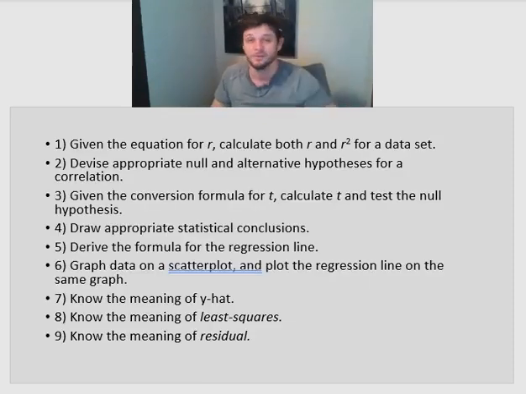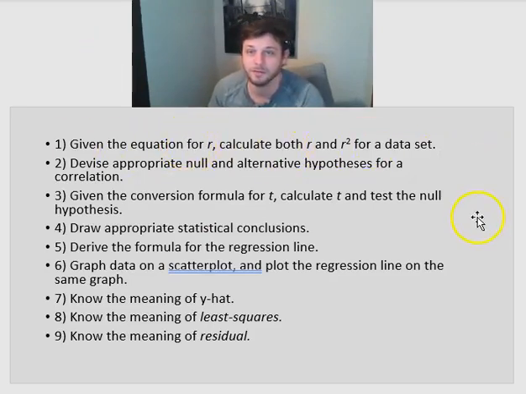Okay, so things to know for the quiz. Given the equation for R, calculate both R and R squared for the data set. Devise the appropriate null and alternative hypotheses for a correlation. Given the formula for T, calculate the T, test the null hypothesis, draw appropriate statistical conclusions. We never prove anything. We can disprove the null hypothesis, but we never prove the alternative hypothesis. We never prove the null hypothesis. You can accept them, but you can't prove them, okay? Never do we say prove.